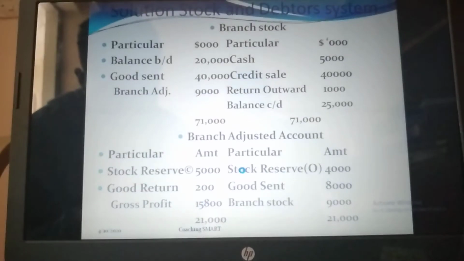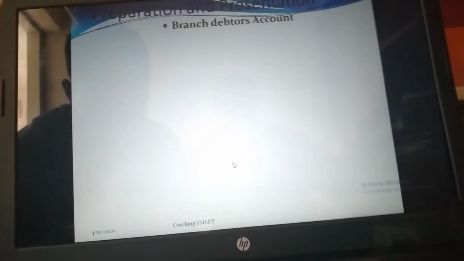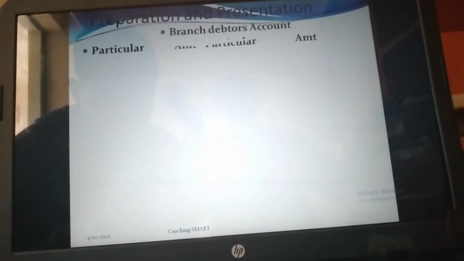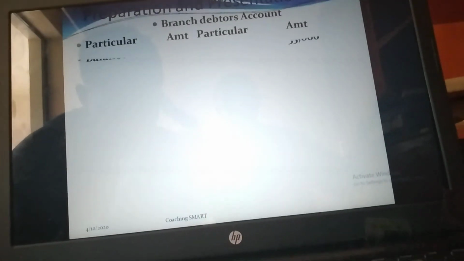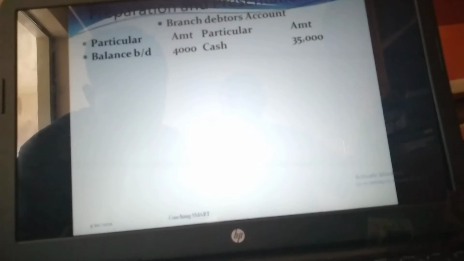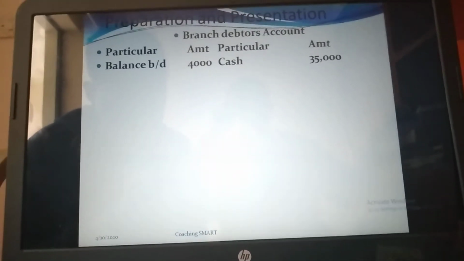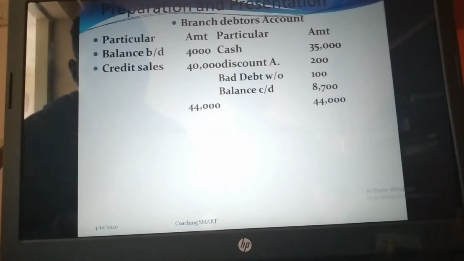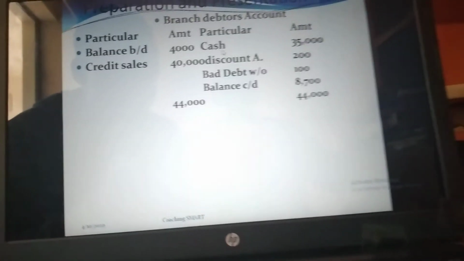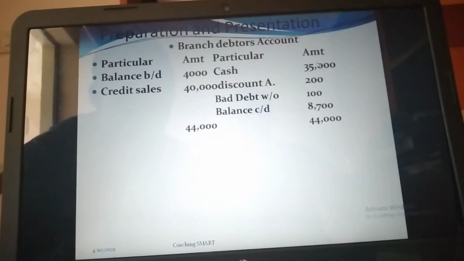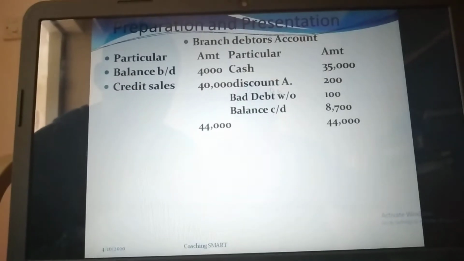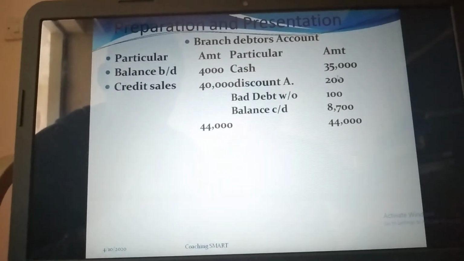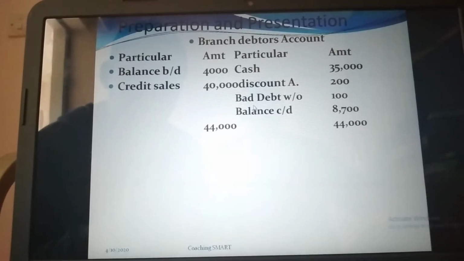Next account, branch debtors account. Branch debtors account is accounting for all credit sales. So we have balance brought down, it was 4,000. And then we have credit sales, which was 40,000, which is here. And then you have cash, which is 35,000. Discount allowed, 2,000. This cash is from debtors.